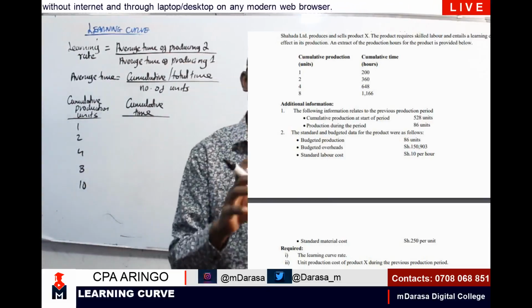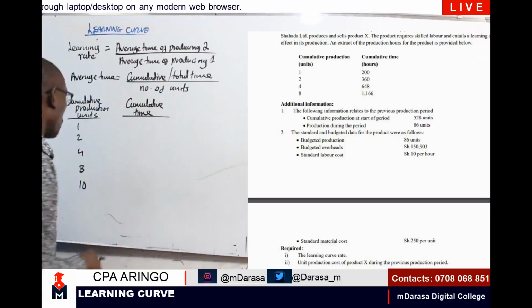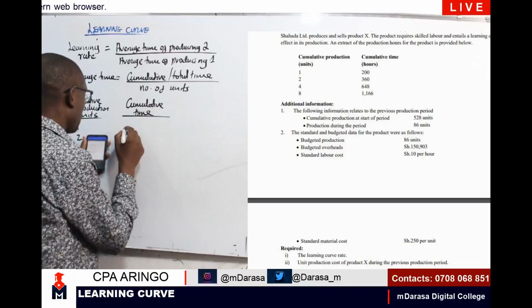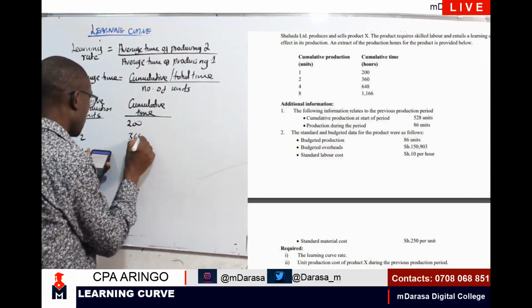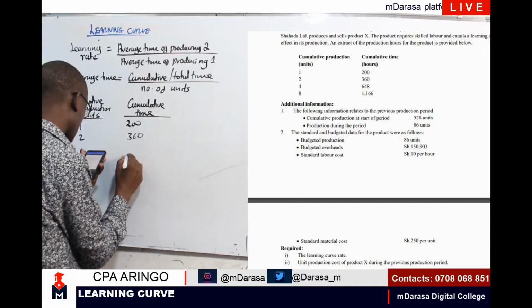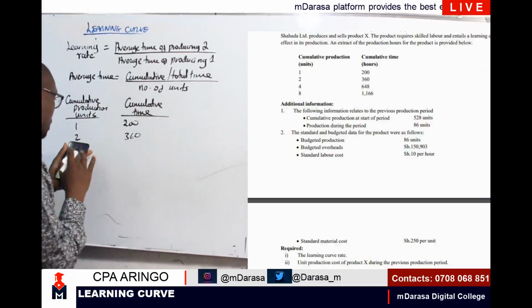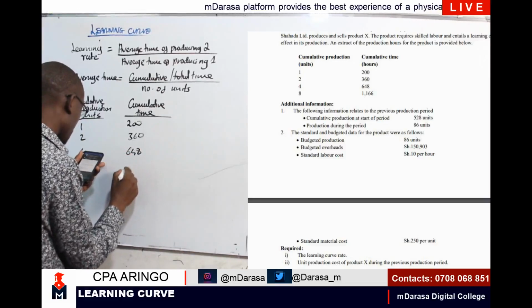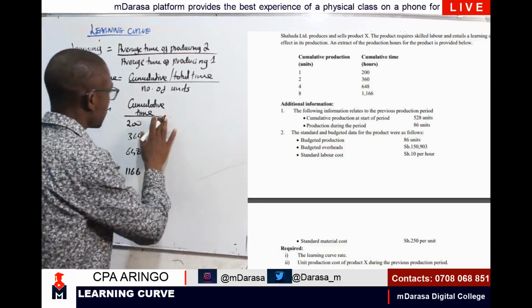And whenever we're having the doubling effect in our production, recall what Mwalimu mentioned, that the rate will be constant all through. What about cumulative time? For cumulative time, these are what I'm given. I'm given 200. We have 360, 648, and 1166. That is our cumulative time.